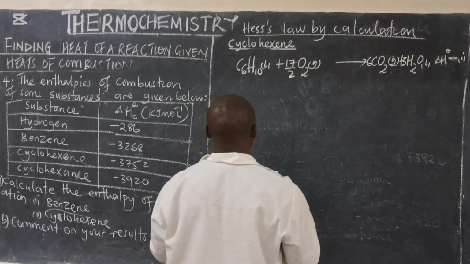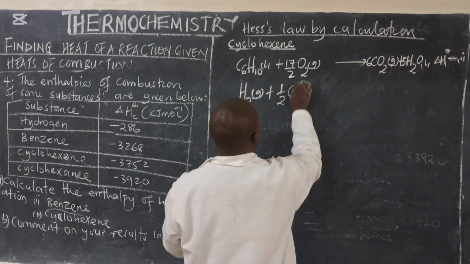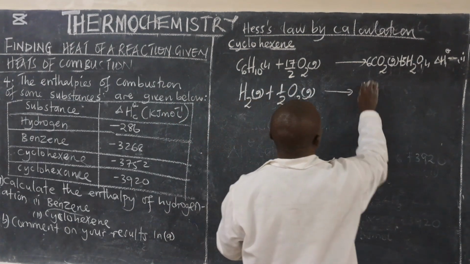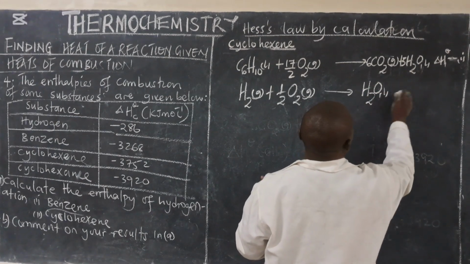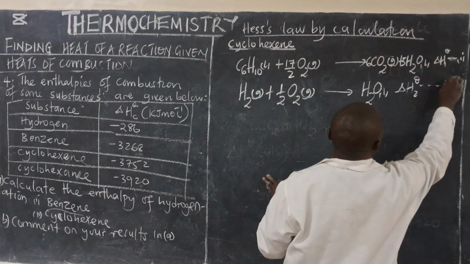Now let's look at combustion of hydrogen. So if we burn hydrogen plus oxygen, we are getting water. Let's call this delta heat 2, and we call it equation 2 here.